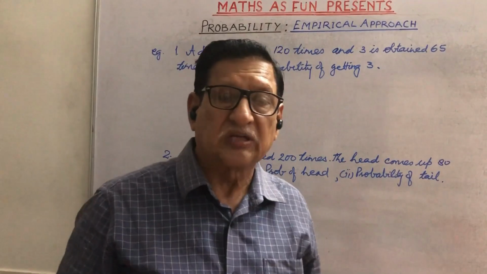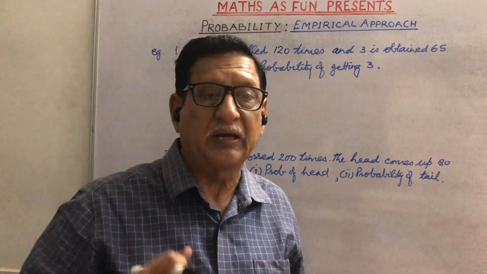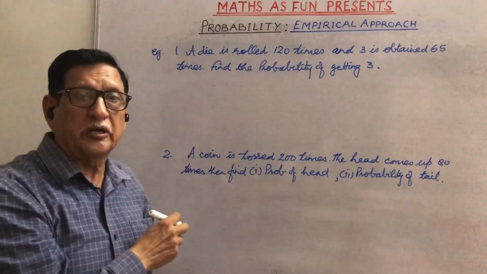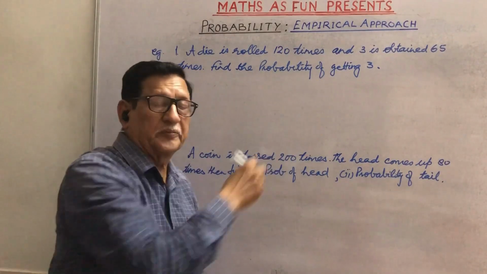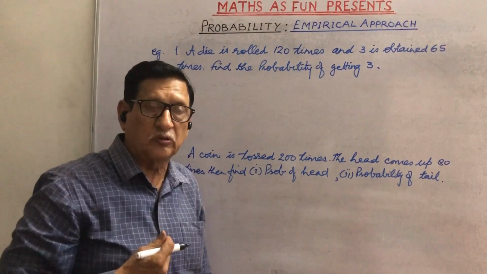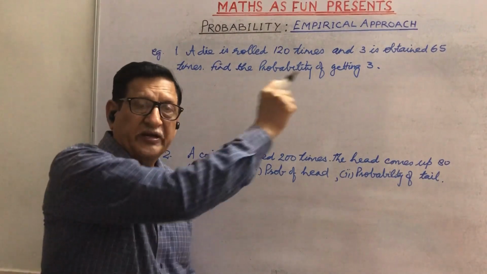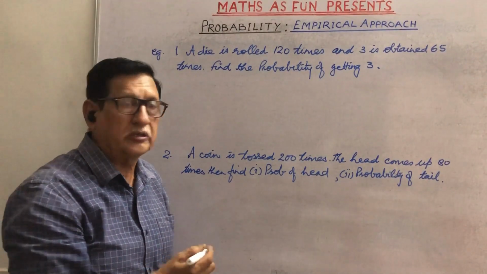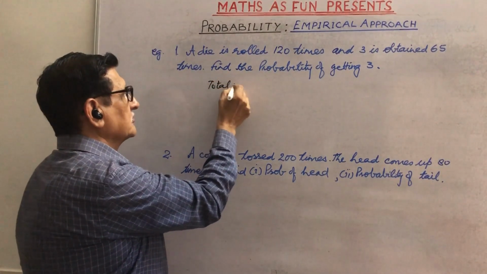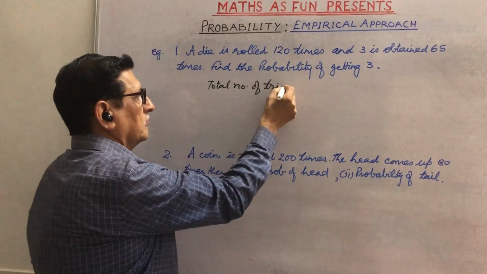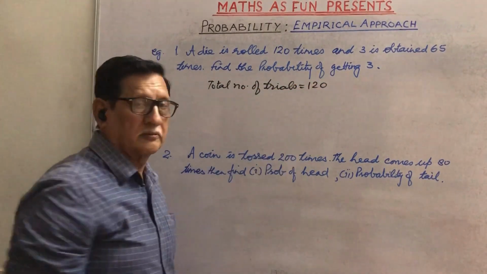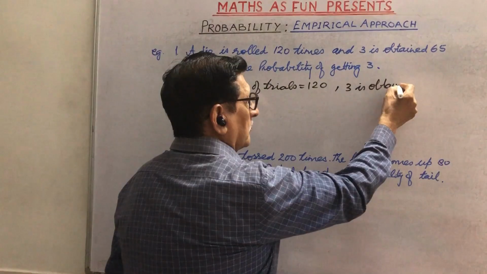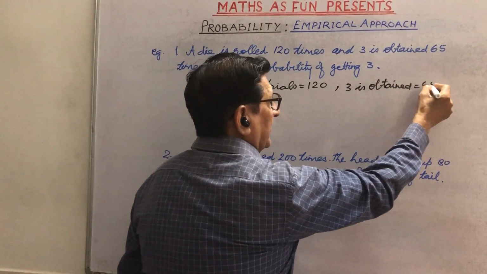Let's discuss now some of the problems in which we can apply the empirical approach. The first one is: a die is rolled 120 times and 3 is obtained 65 times. What is the probability of getting 3? So what do we find here? The total number of trials in the experiment is 120. 3 is obtained 65 times.